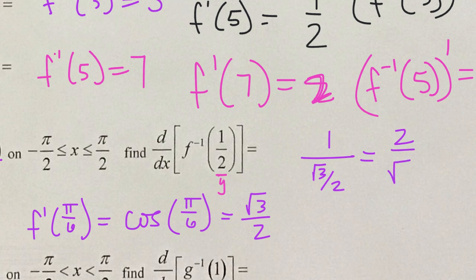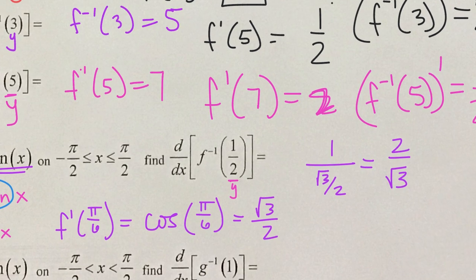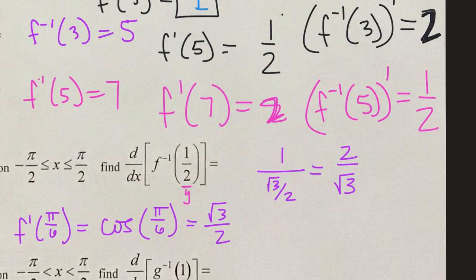2 over root 3. Now that is a 100% correct answer, but you probably won't see it like that on a multiple choice portion. It would probably be rationalized, means you move your radical to the top and divide by the normal number. So the answer for the derivative of the inverse at 1/2 is 2 roots of 3 over 3.